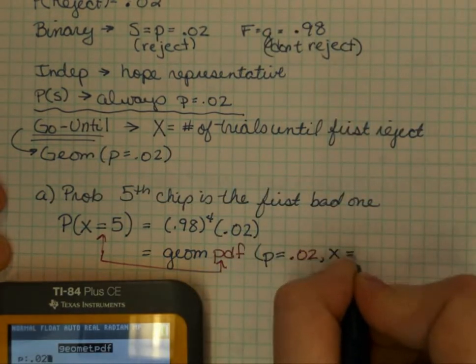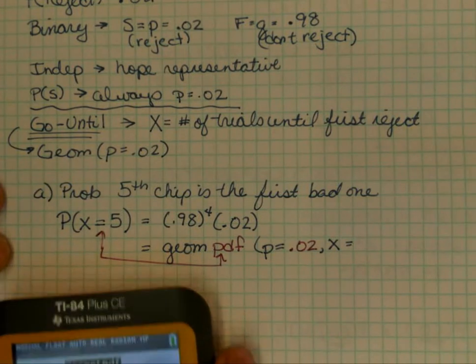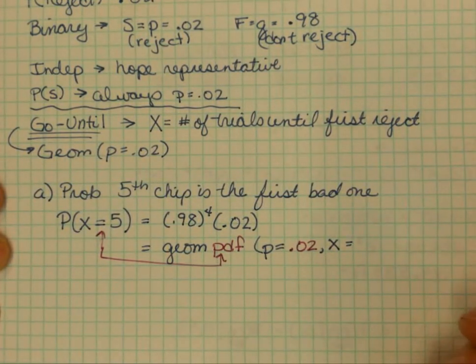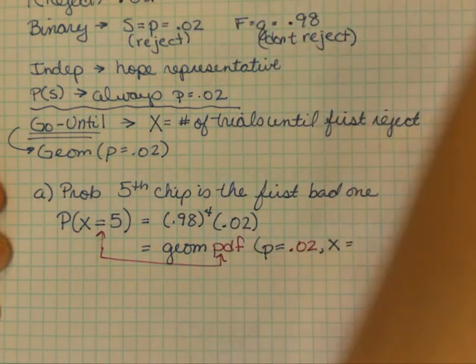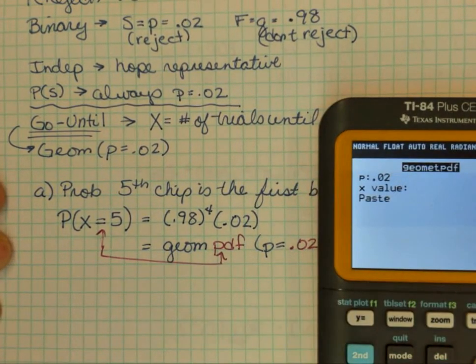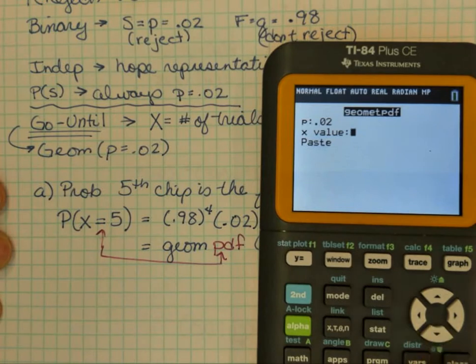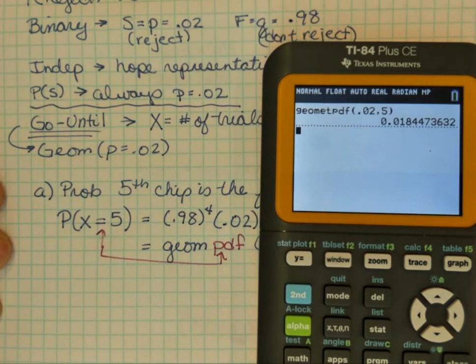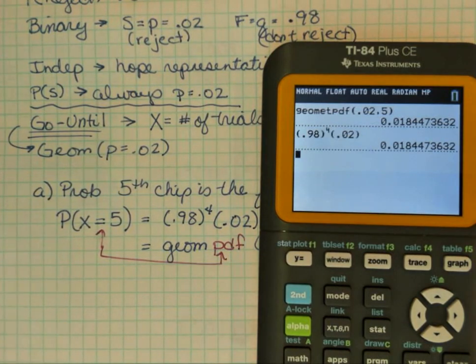And X, I'm going to make it better. X equals 5. Those are the things that go into your calculator. So P equals 0.02, X is 5, there we go. Which is also the same thing as if I were to do 0.98 to the 4th times 0.02, I hope. Yes, it worked out the same.